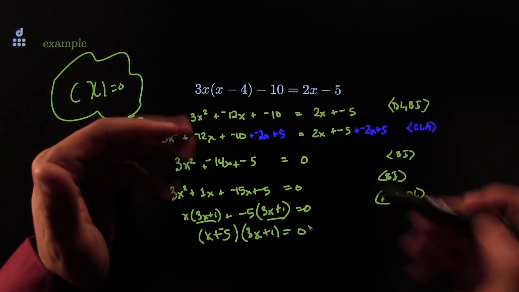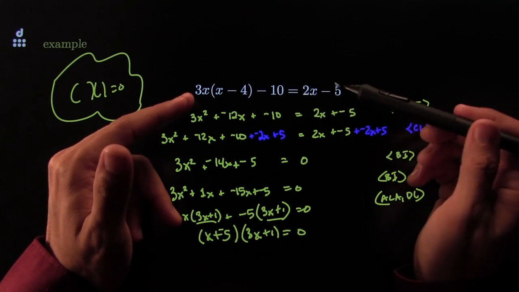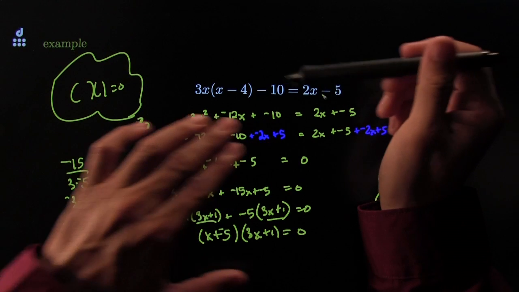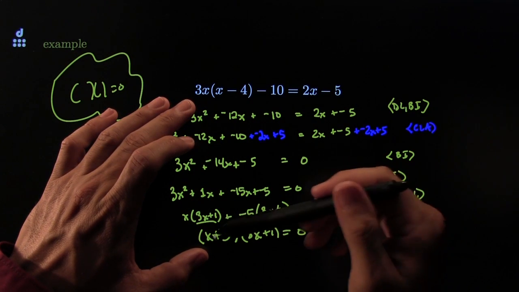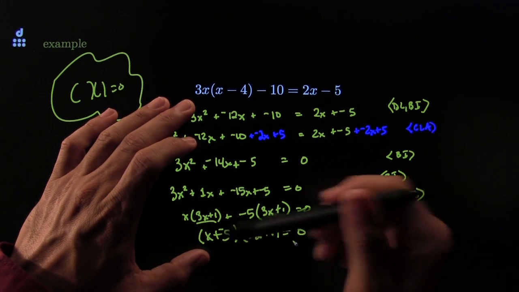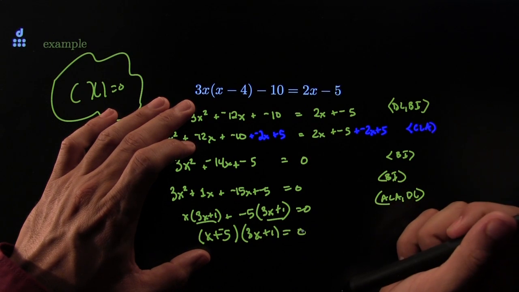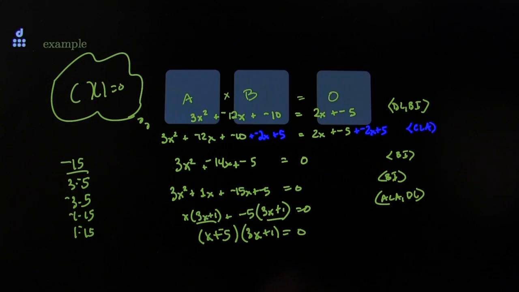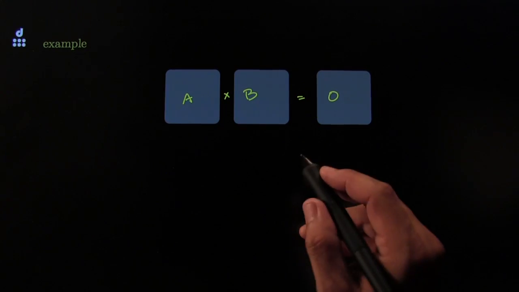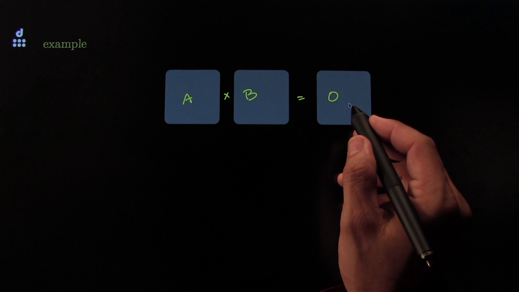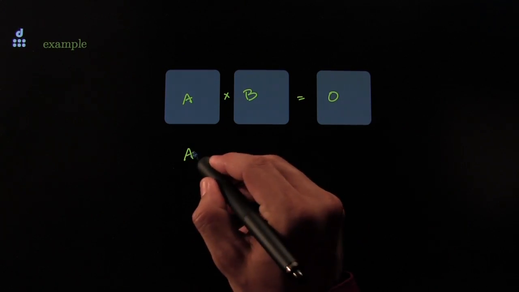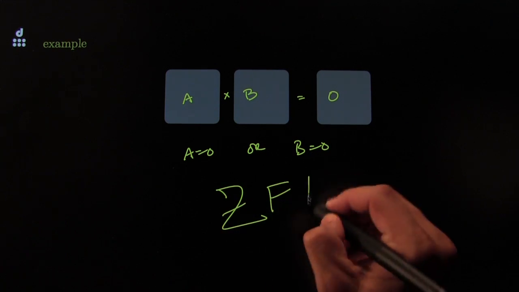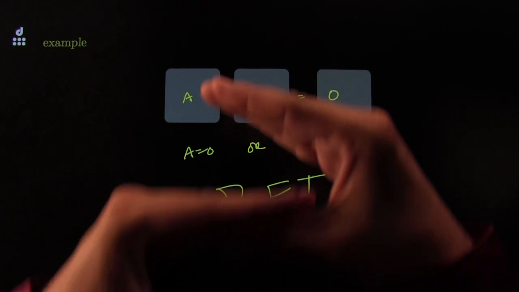And now we've done something amazing, because we had this big old long problem, 3 times a number minus 4 minus 10 is equal to 2 times a number minus 5. And now we've broken it up into something times something is equal to 0. A number times another number is equal to 0. Now we use the power of this guy right here. Something times something is equal to 0. That can only be if either A is equal to 0 or B is equal to 0. That's what the zero factor theorem is. Whoa, zero factor theorem time.